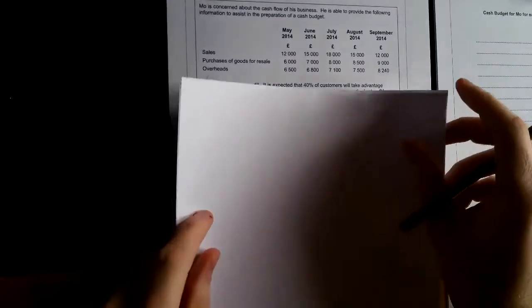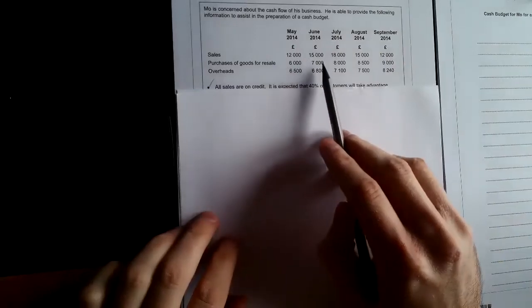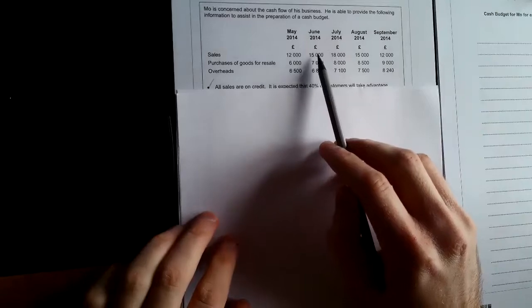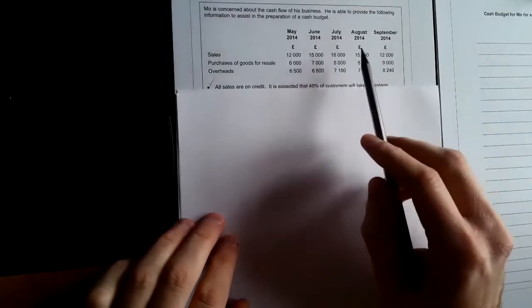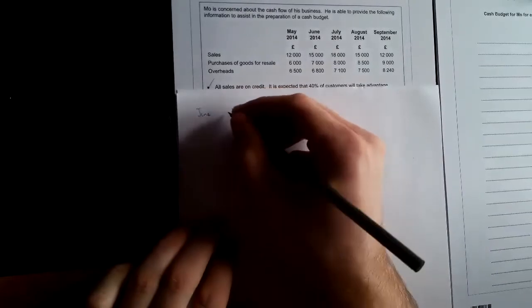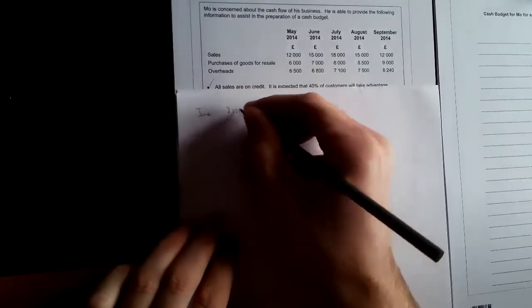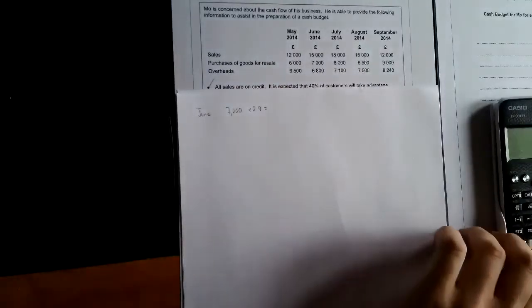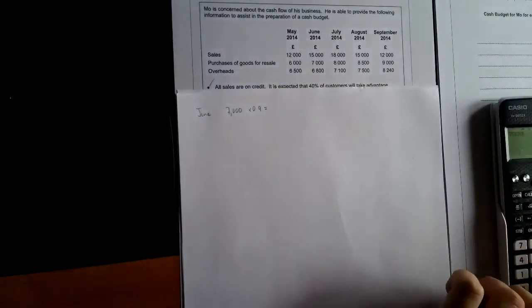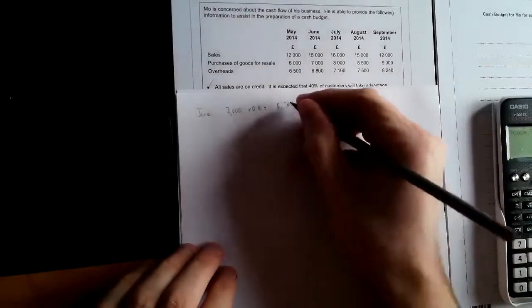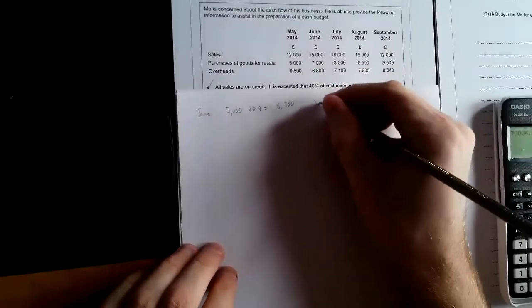So if we think about purchases, so May's, they either pay in May or a month later. So May or June, don't care about that. In June, 10% pay in June, 90% pay in July, so I care about that. So for June, the purchase was 7,000, and we'll times that by 90%. So 7,000 times 90% gives me 6,300, and that's paid in July.